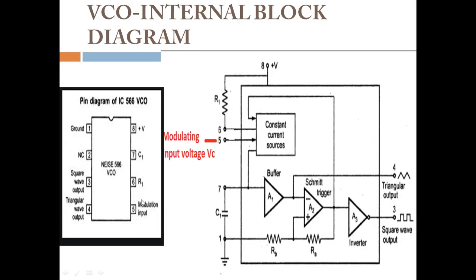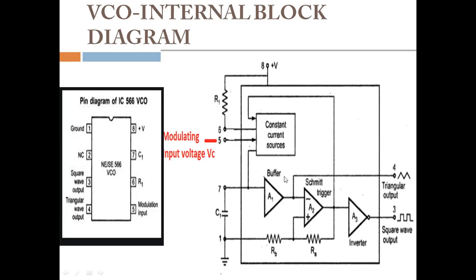The fifth pin is for modulation input voltage, so the input modulating voltage is given at pin number 5. The sixth pin is for resistance and the seventh pin is for capacitance. Here you can see that pin number 6 is for resistance and 7 is for capacitance. And the supply voltage is given to pin number 8.